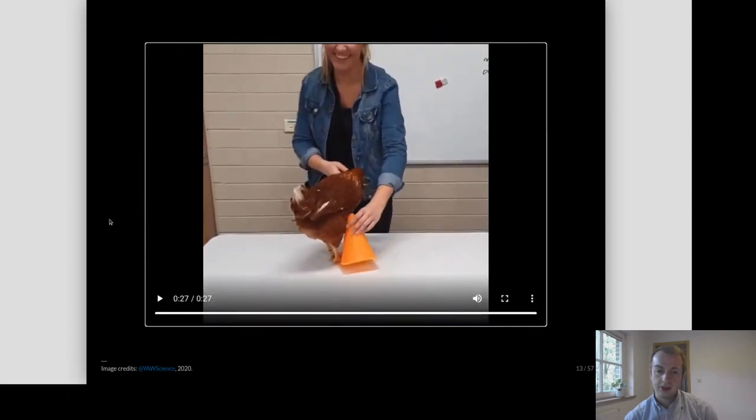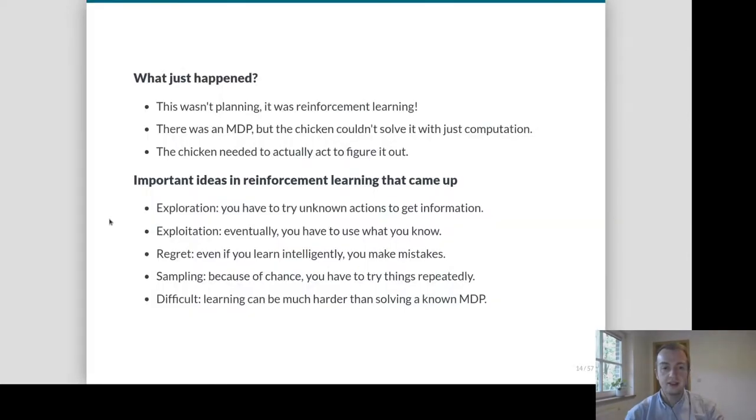All right, so what do you think of this? What just happened there? If you analyze these two videos, this wasn't actually planning, it was reinforcement learning. So there was this chicken in some unknown Markov decision process, at least for the chicken. And the goal of the chicken, of course, was to maximize its reward, so to maximize the food it could eat.